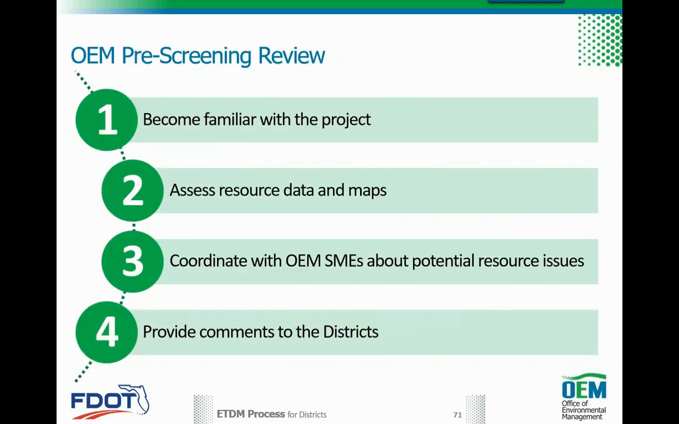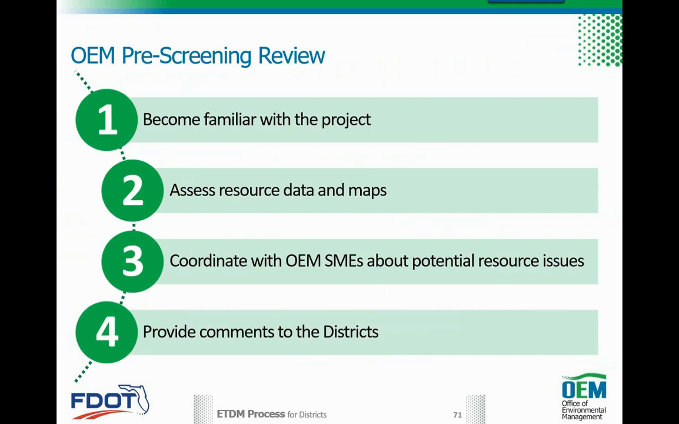So what are we telling the OEM staff when they're doing their pre-screening review? Because we feel like that's also an important action to communicate to you guys. What are the types of things we're communicating to them? So during the OEM pre-screening review, we ask folks to become familiar with the project. We ask them to coordinate, look at the data and the maps, make sure that they understand when they're looking at things, if they need to talk to any subject matter experts about potential resource issues, they'll do that as well. You've already got them actively engaged. They're participating in the meetings. They know about the projects that are coming on. They should be already very familiar with what's coming on.